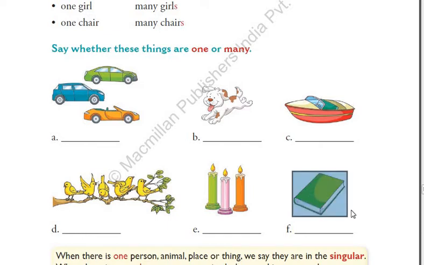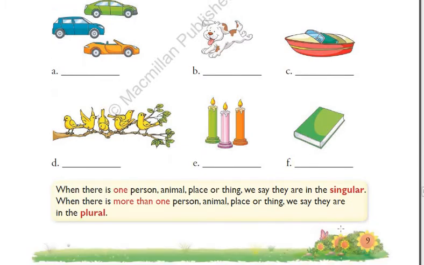And at the end, the picture of this diary or book, you can say, only one. Can you say any other? No, only one is there. So you have to write one in the blank. This is what I gave you in the homework and now I have solved it.